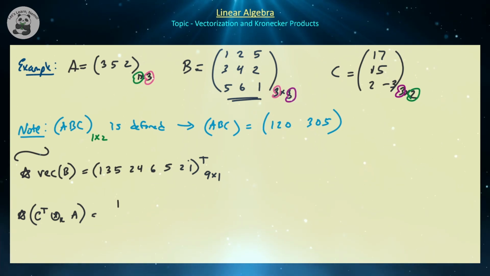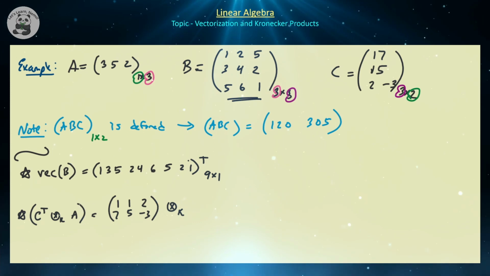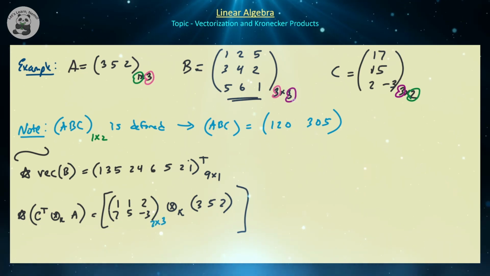So the transpose of C is going to be equal to 1, 7, 1, 5, 2, minus 3. Then we're going to be taking the Kronecker product of that with matrix A, so 3, 5, 2. Right? So what is that? This is a 2 by 3 matrix, and that is a 1 by 3 matrix. So this resulting matrix is going to be a 2 by 9 matrix. So 2 rows, 9 columns.